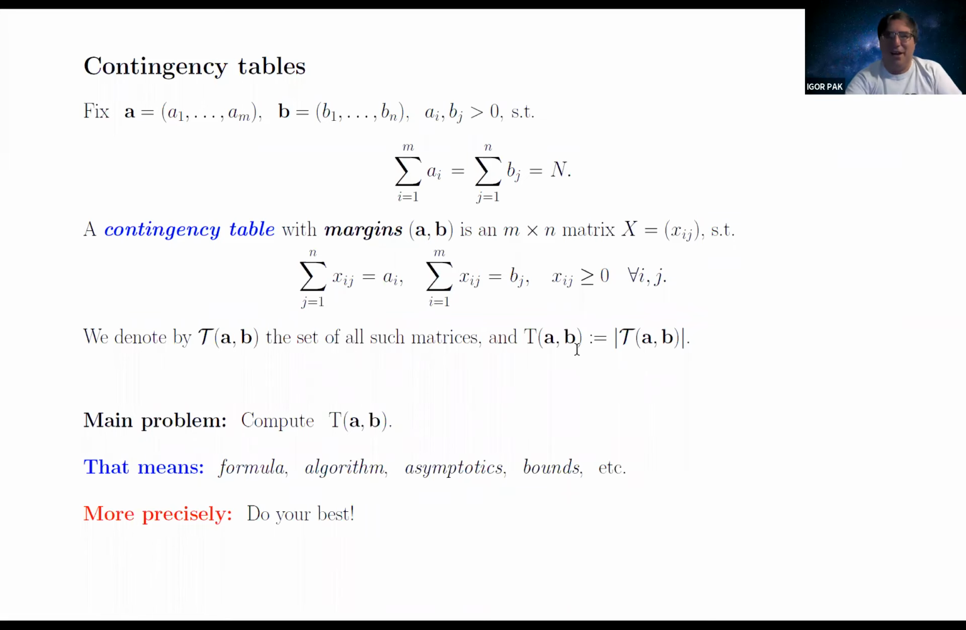Okay, so the main problem is to compute the number of contingency tables, and by that there are lots of different things that could possibly mean. You can think of a formula, an algorithm, asymptotics, and most recently I started thinking about various bounds on the number of contingency tables. In reality, what you want to do is your best. You cannot do everything.